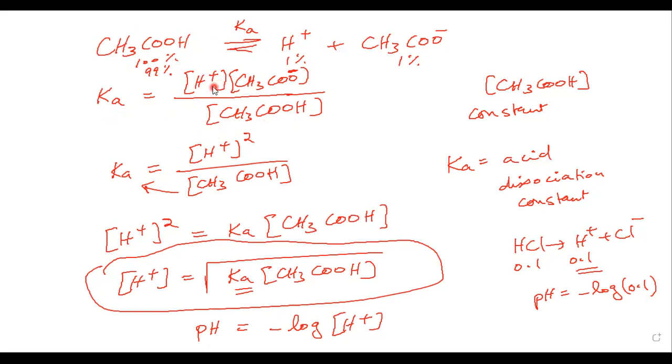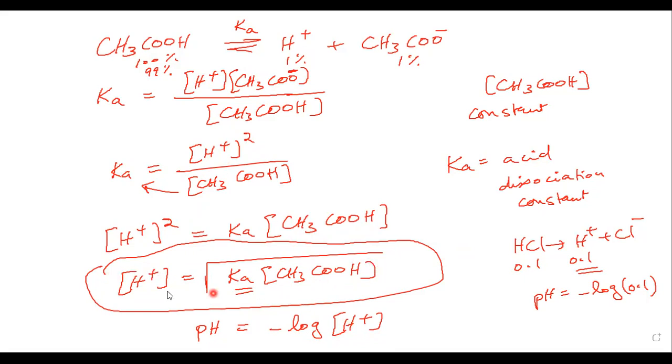And here, since both hydrogen ions and ethanoate ions are equal in value, we remove the ethanoate ion concentration and put instead of it H positive squared. H times H means H positive squared. Okay, and in this way, the hydrogen ion concentration squared equals Ka times the concentration of the ethanoic acid, or else the hydrogen ion concentration equals the square root of Ka times the concentration of ethanoic acid, and the pH will be equal to minus log hydrogen ion concentration.